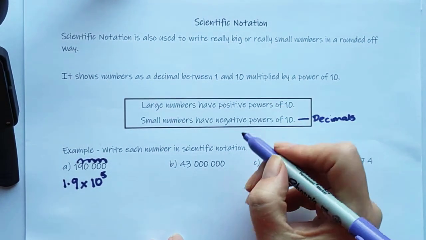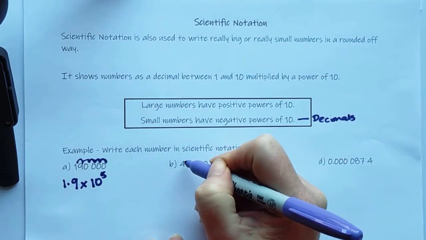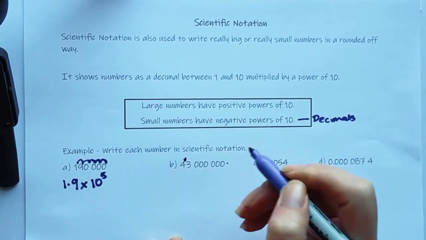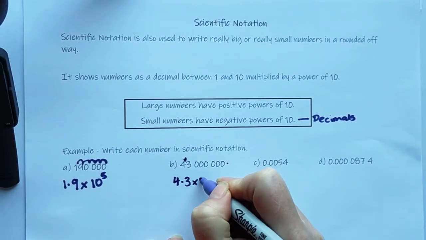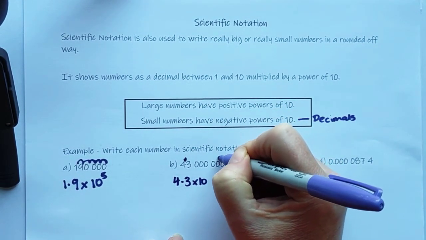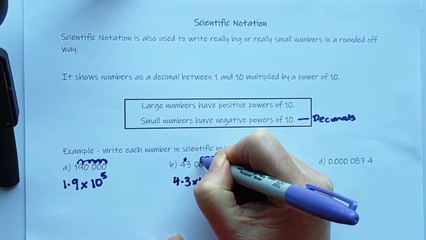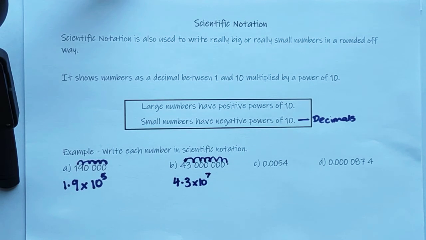For our second example here, originally the decimal point is at the end of the number. We need to move it up so that it's in between the 4 and the 3, so it becomes 4.3 times 10. How many spots did we move it? 1, 2, 3, 4, 5, 6, 7. So it becomes a positive 7 in the air. So 4.3 times 10 to the power of 7.